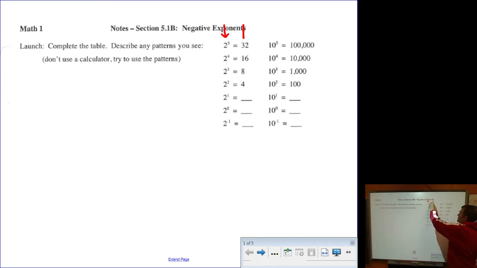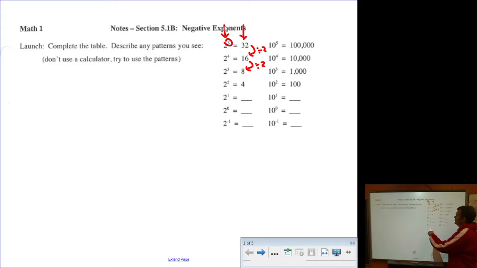And what is the pattern over here? Well, in this column, the pattern is that as I move from one term to the next, I am dividing by 2. 32 divided by 2 is 16. 16 divided by 2 is 8, and so on. And that kind of makes sense because as the exponent goes down by 1, I am losing one of the 2's each time, and so that's kind of like dividing by 2 to get the next number.